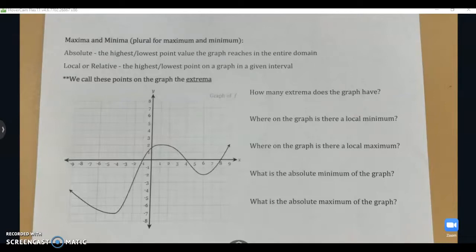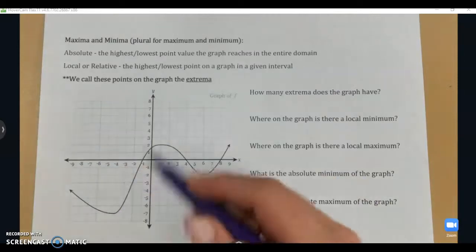We have absolute, which means for the entire domain, that is the absolute highest or lowest point on the graph. And then we have local or relative maxima and minima, which is the highest or lowest point on a graph in a given interval. So let's look on this graph here.